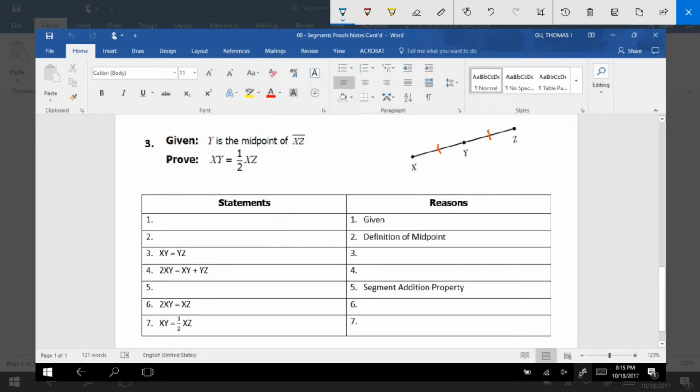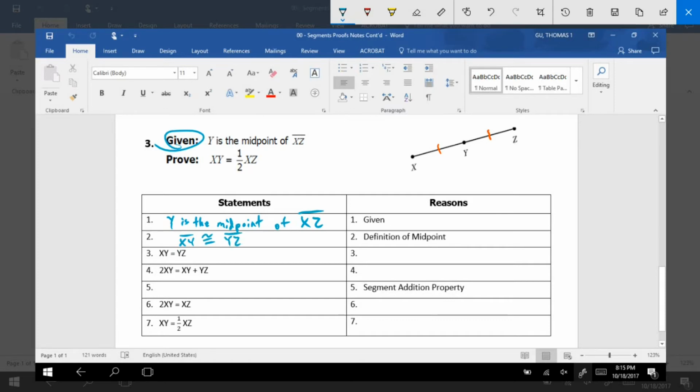All right, number 1, given. What is a given? It's Y is the midpoint of XZ. That's a given. All right, next, we're using the definition of midpoint. So what's the definition again? If Y is the midpoint of XZ, then XY is congruent to YZ.